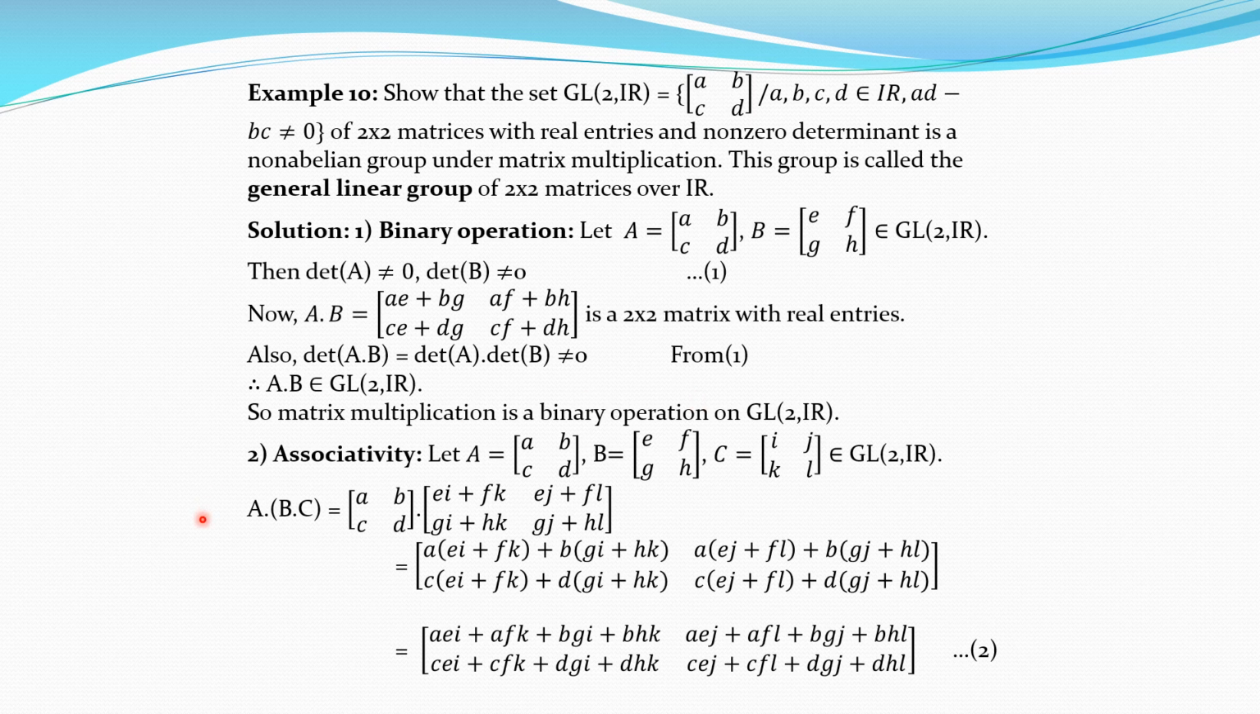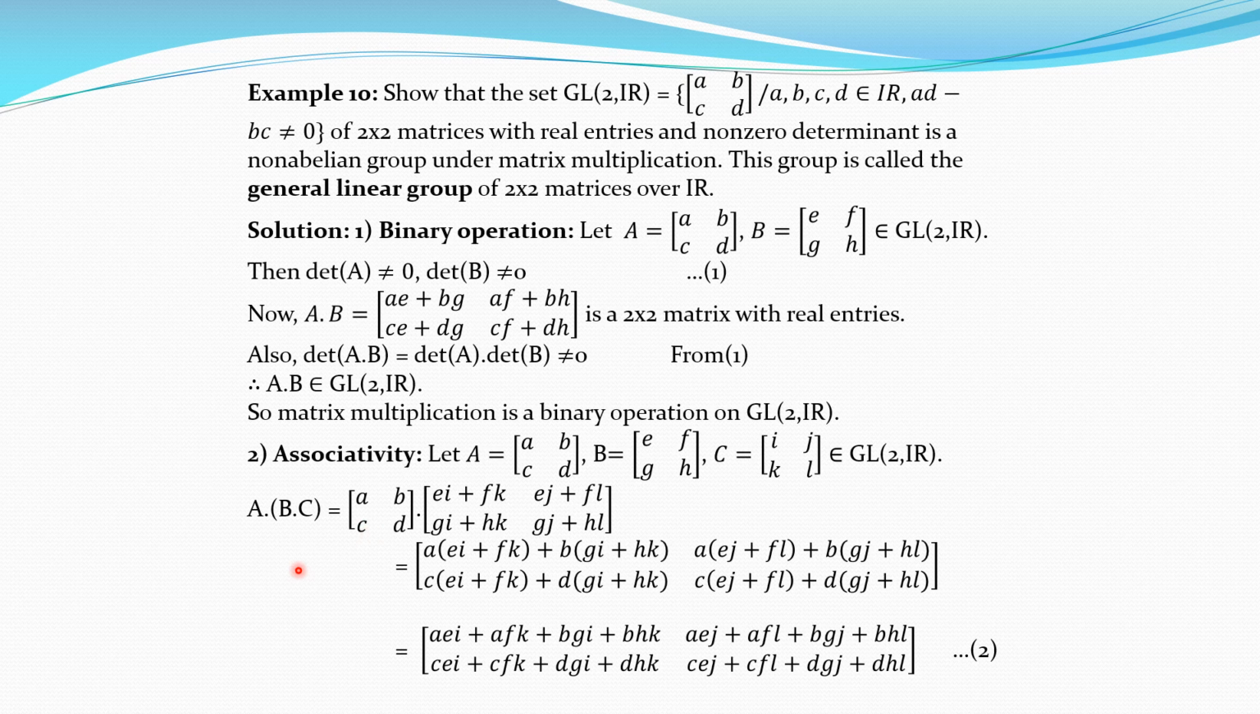Now the second property is the associative property. For that we need three elements of GL2R. So we consider A, B, C as three matrices of GL2R, and we show that A multiplied by BC is the same as AB into C. Now first consider A into BC. So this is A, and now B into C, this is the product of B and C.